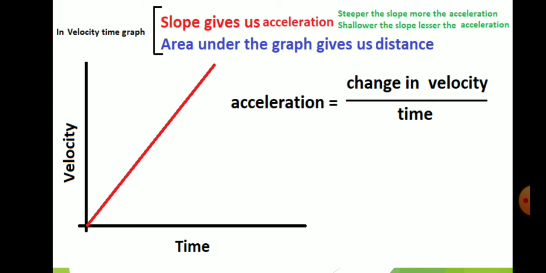The slope of the velocity time graph gives us the acceleration. The area under this graph gives us the distance. This is a very important thing: the area under the velocity time graph gives us the distance. Then we have, the steeper the slope, the more the acceleration. The shallower the slope, the lesser the acceleration. And there is the formula relating velocity and acceleration.